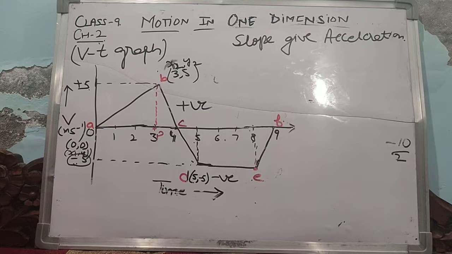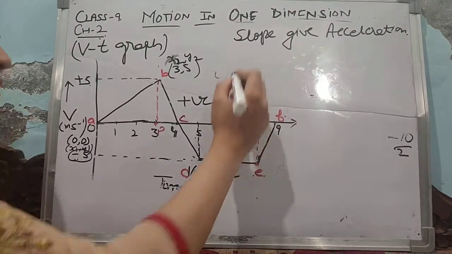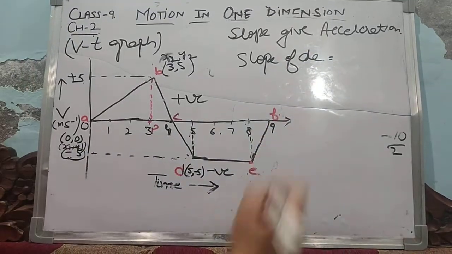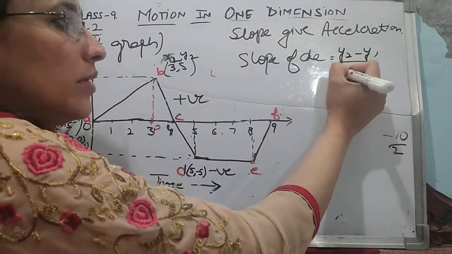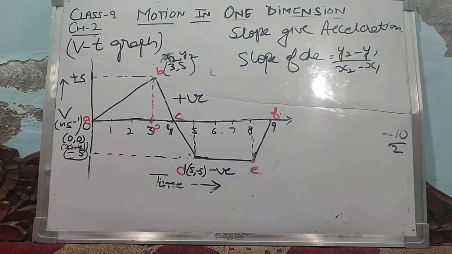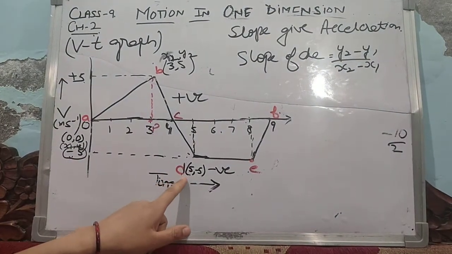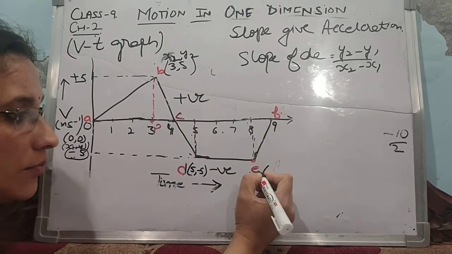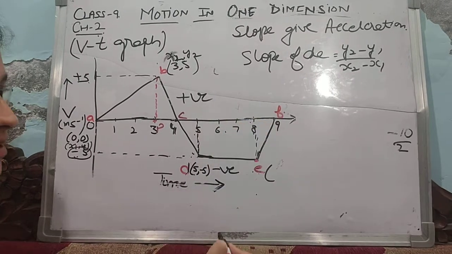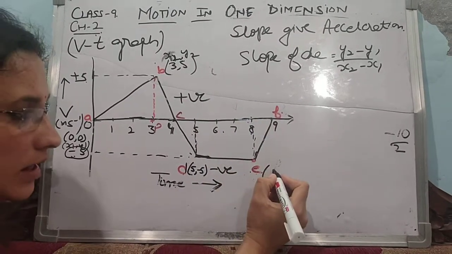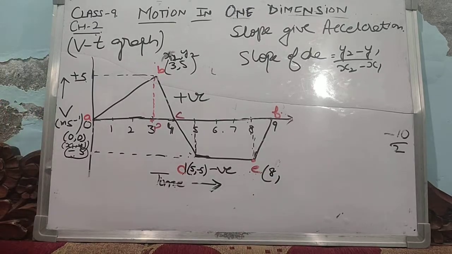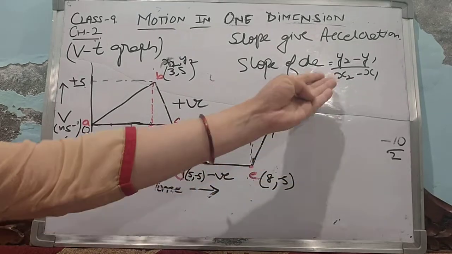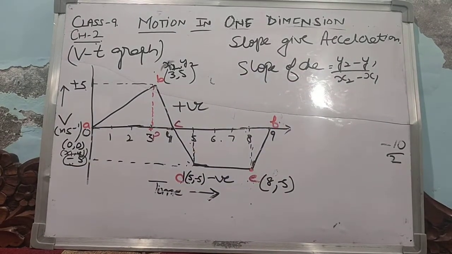Now students, at last we'll calculate the slope of DE using the same formula, y2 minus y1 upon x2 minus x1. Already calculated, what are the coordinates of point D? It is 5 and minus 5. What about the coordinates of point E? You can see here, the x coordinate corresponding to point E is 8 and the y coordinate is minus 5. So I'll put these values in this formula and calculate the slope of DE.